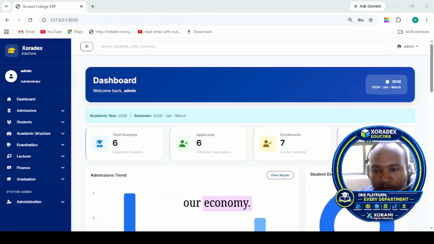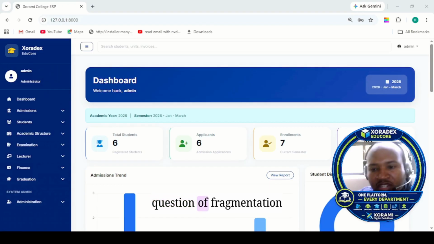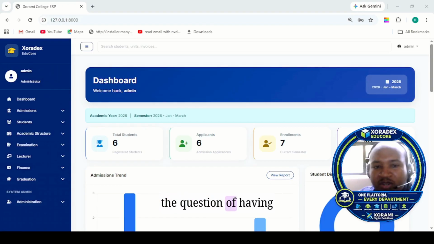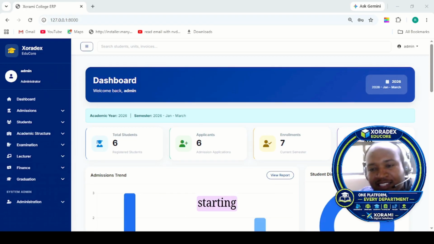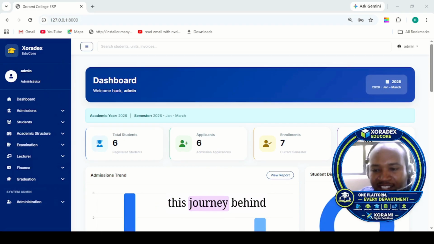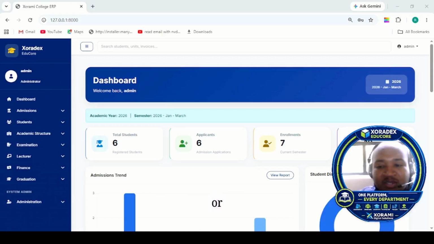That said, the question of fragmentation, or the question of having manual systems that are digital by themselves, has dedicated me towards starting and walking in this journey behind XoraDex EduCore. So you ask yourself, what is XoraDex EduCore? It is just an education management ERP. It is designed to bring institutions' departments into an integrated platform.